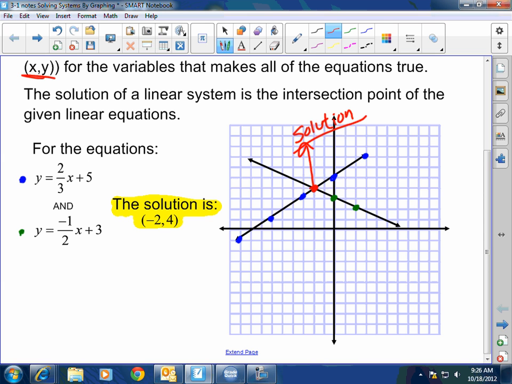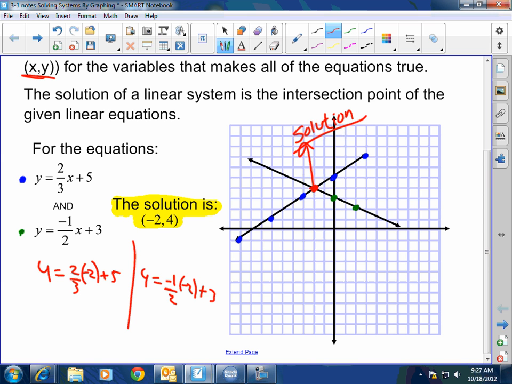Now, let's prove what I was talking about, that when you plug it back in, it's the solution for both. Let's prove it, because it has to be. When we put 4 in here, we got 4 equals 2/3 times negative 2 plus 5. And then we've got 4 equals negative 1/2 times negative 2 plus 3. Actually, something's wrong here. The slope is not right here. When I created this graph, I'm off a little bit, aren't I? I am off a little bit.